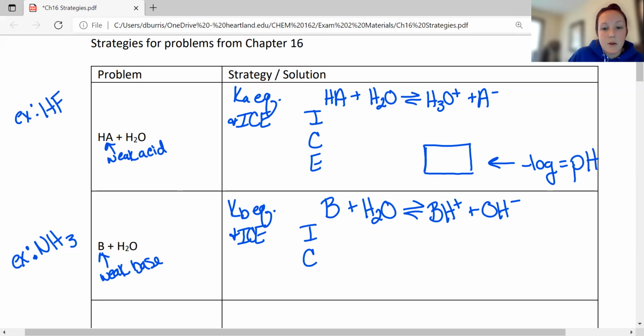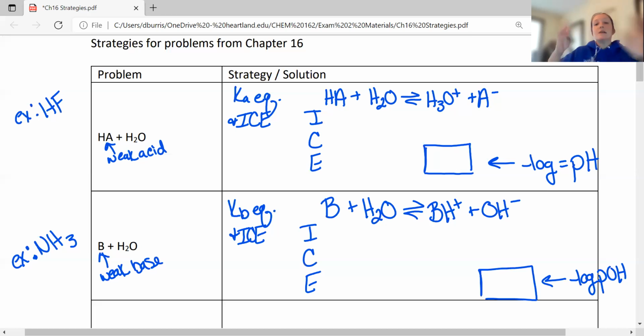So you would do your ice table here. And then once you find this, if you take the negative log of that, that will give you your pOH, and then you can easily get to your pH. Okay, so this is weak acid and weak base. Questions on those two?